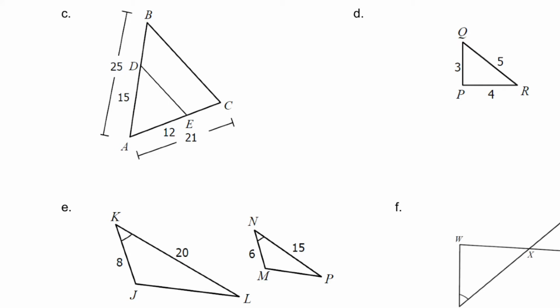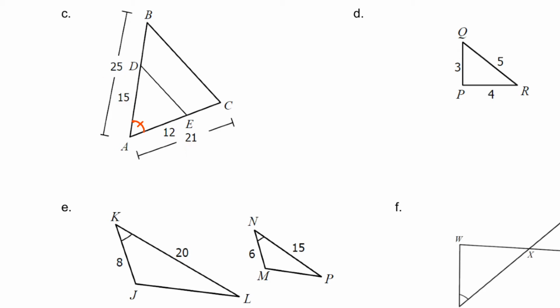Well, we do have an included angle on this one. If you look at the picture, the small triangle, triangle ADE, and the large triangle, triangle ABC, have the same angle right here at A. That's the same angle in both triangles. So we do have an included angle, and then we do have some information given about side lengths here.